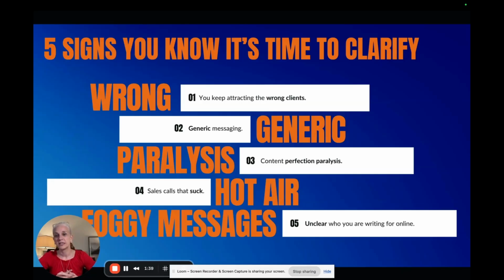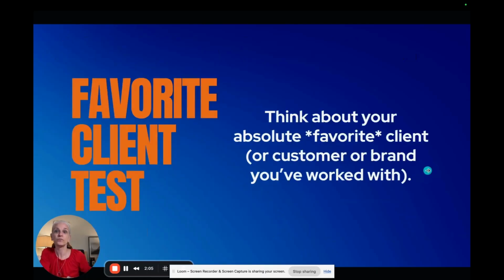The fourth one is your sales calls just kind of suck. They feel like they're filled with hot air and you're not getting anybody converting or buying or closing deals as a result of not being clear who that person is that you're speaking to. And number 5, you're unclear who you're writing to when it's online or honestly in any capacity when it comes to your business, so you've got a lot of foggy messaging. Those are 5 signs it's time to clarify your ideal client.